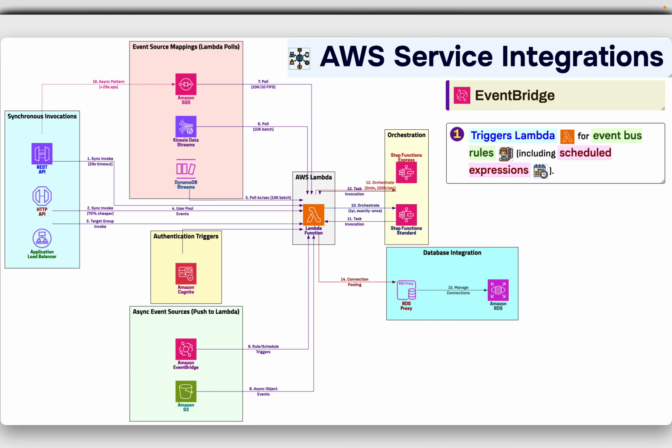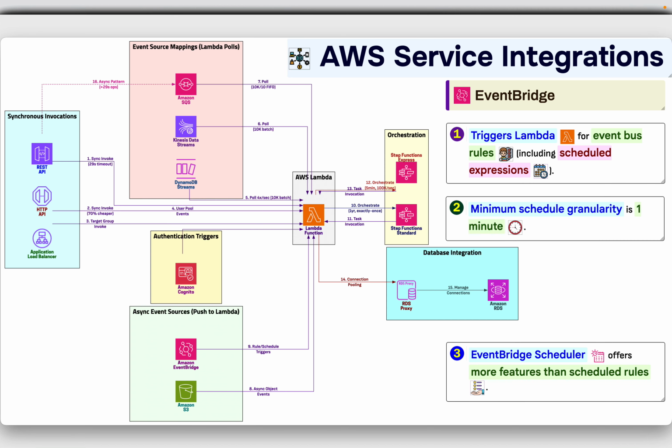Then we have event bridge. Event bridge triggers Lambda for event bus rules, including scheduled expressions. The minimum schedule granularity is 1 minute. Event bridge scheduler offers more features than scheduled rules.